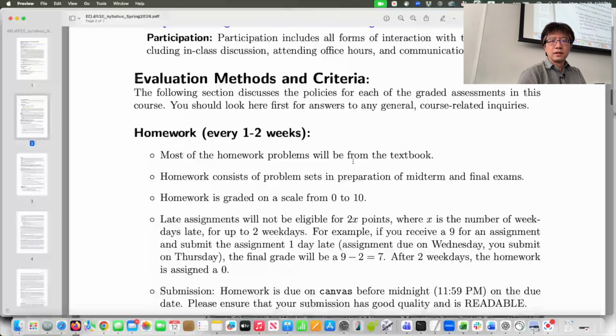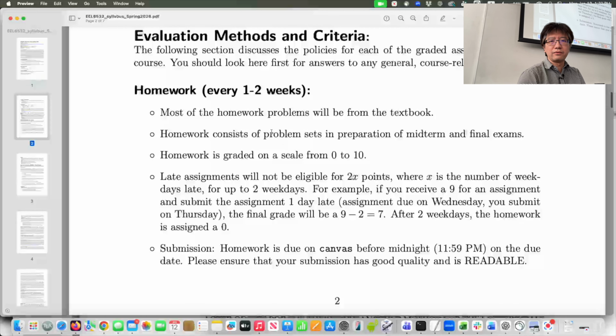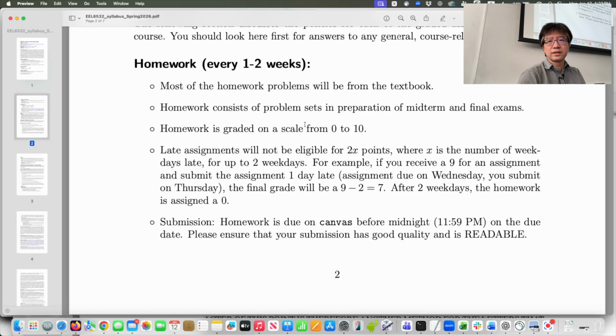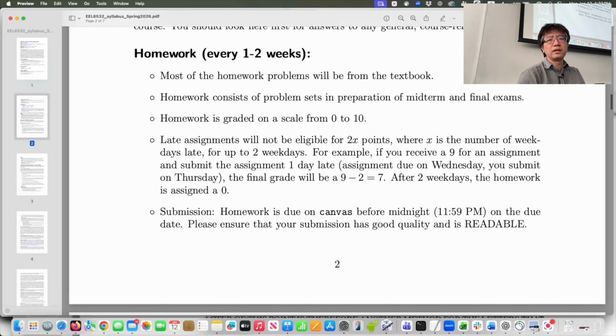This is the homework. Every 2 weeks, you may have a new homework. The scale of the homework will be from 0 to 10. Normally, the grading will not be based on whether you get it correct or not, because I give you the answer already. If you attempt all the questions, then I'll give you 10 points. Basically, that's how it works.